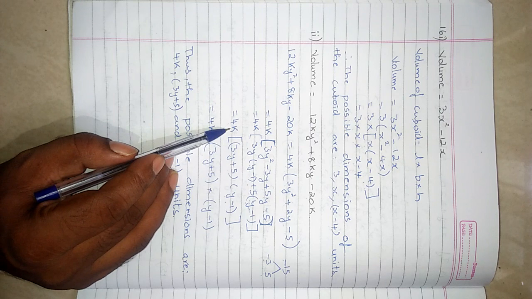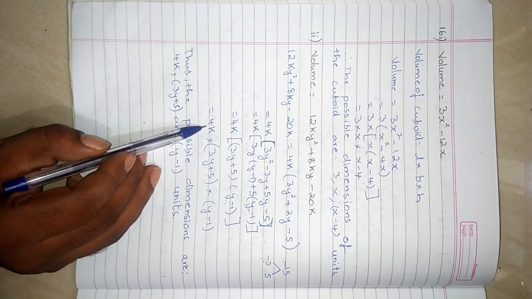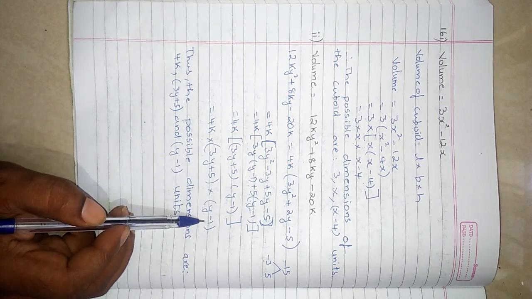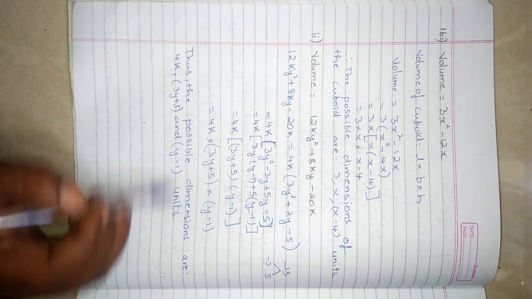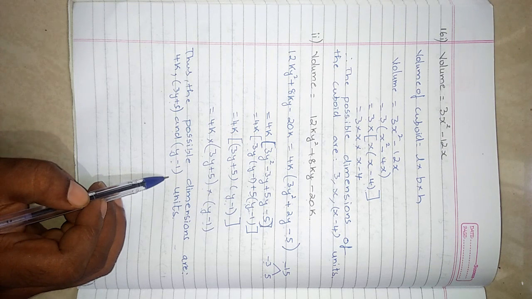So these are the values. This will be length, this will be breadth, and this will be height. Therefore the dimension will be equal to 4k into 3y plus 5 into y minus 1. Thus the possible dimensions are 4k, 3y plus 5 and y minus 1 units.